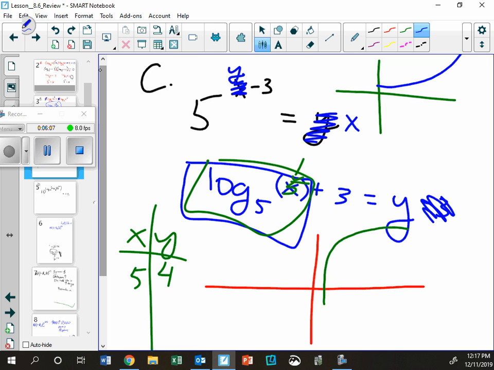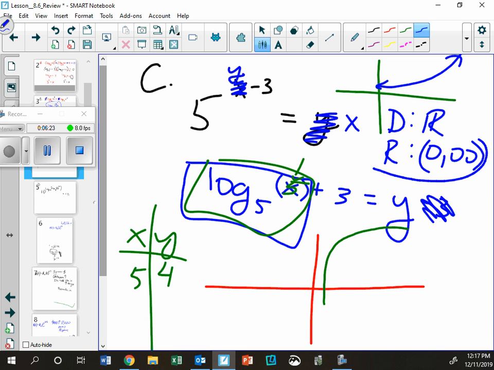Well, what's the domain of it? All reals. What's the range of it? 0 to infinity. Do you get now? You've already got the domain and range of the inverse. You just have to flip-flop them. So the domain of the inverse comes from the range of the original, and the range of the inverse comes from the domain of the original. Okay. Yes?